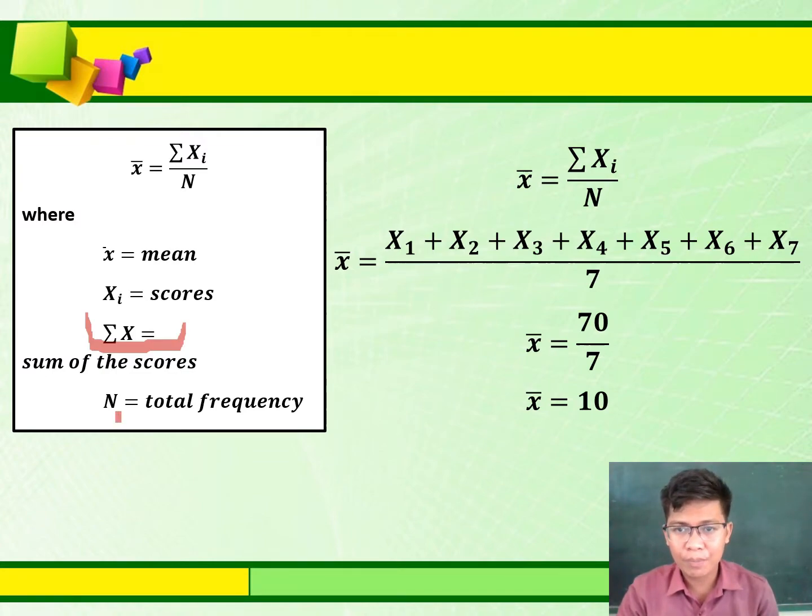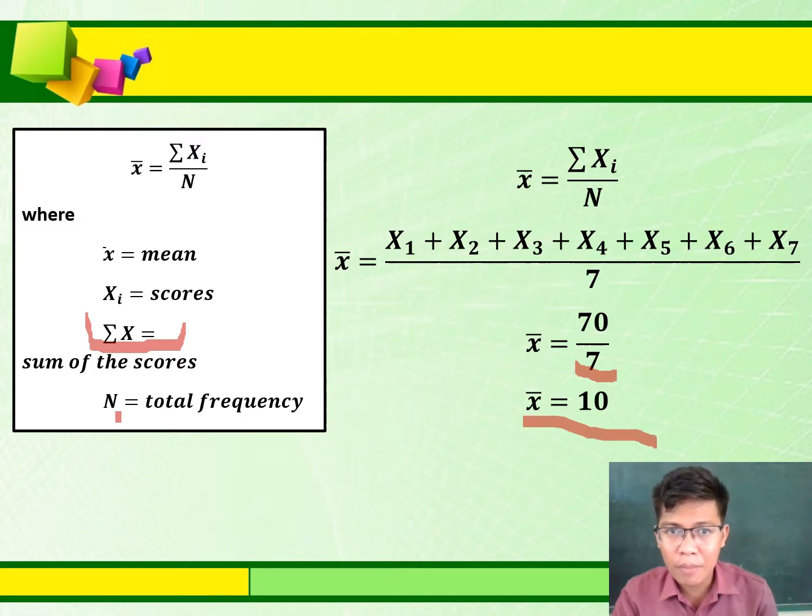In our computation, we have all the stacks of coins yielding the sum of 70 divided by how many stacks are there? We have 7. So 70 divided by 7 is equal to 10. Do you have any question about the mean? If there is none, let's proceed to the median.